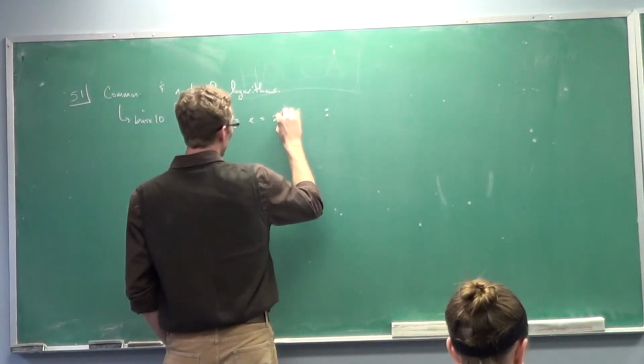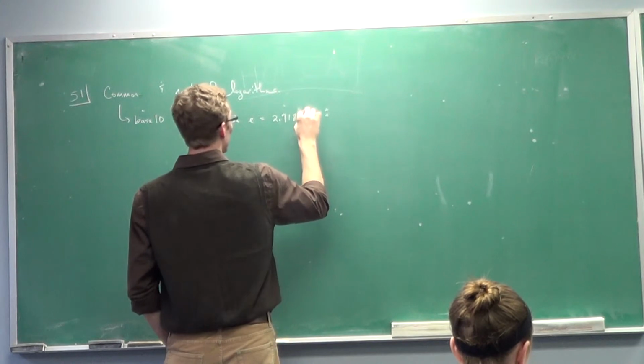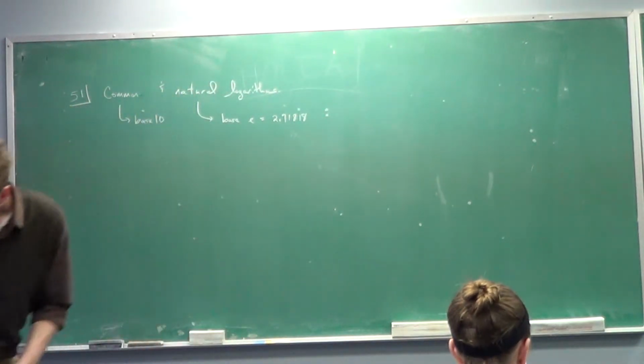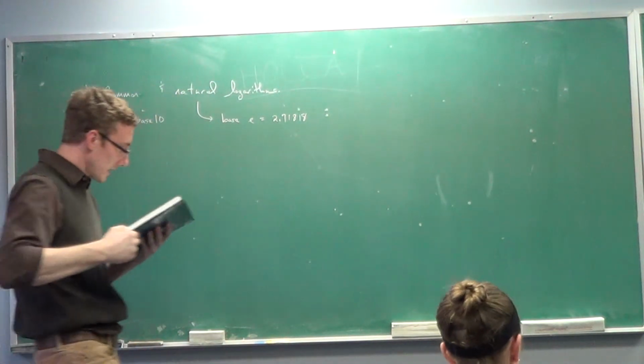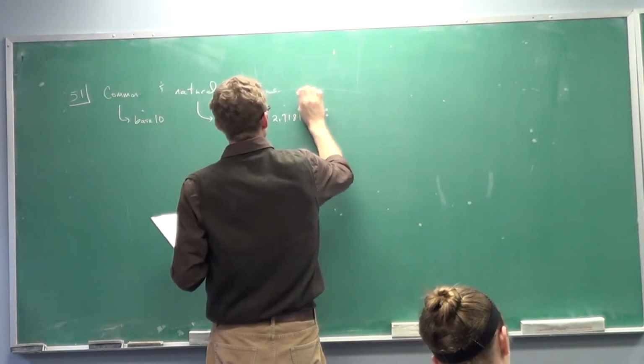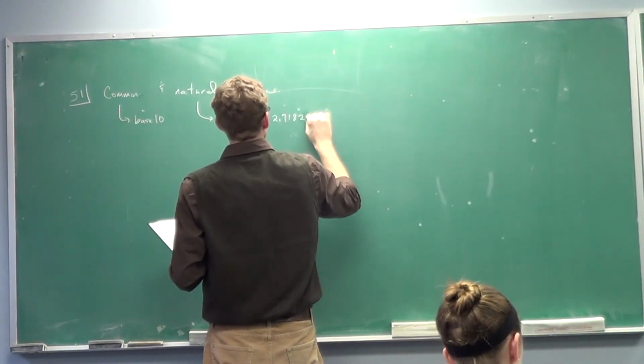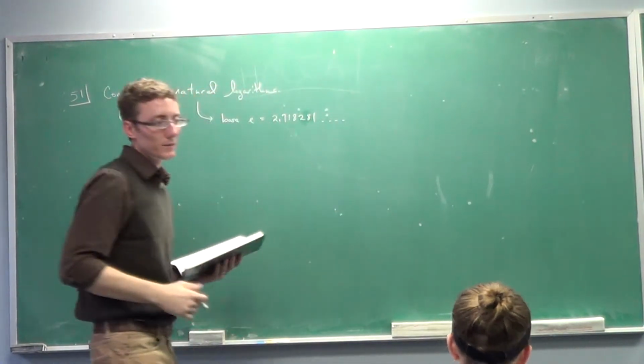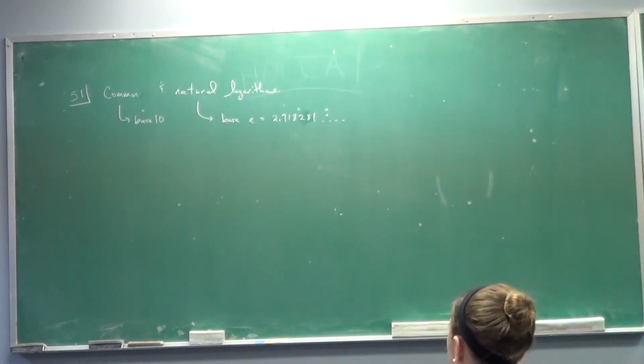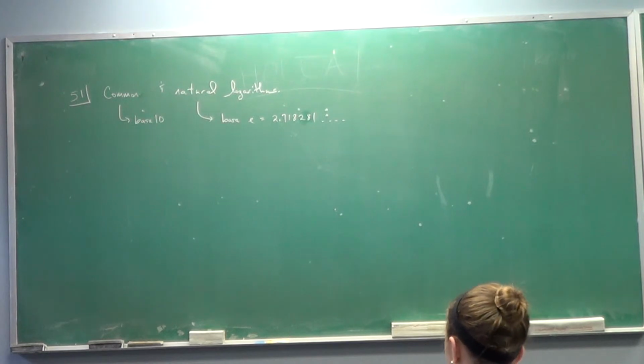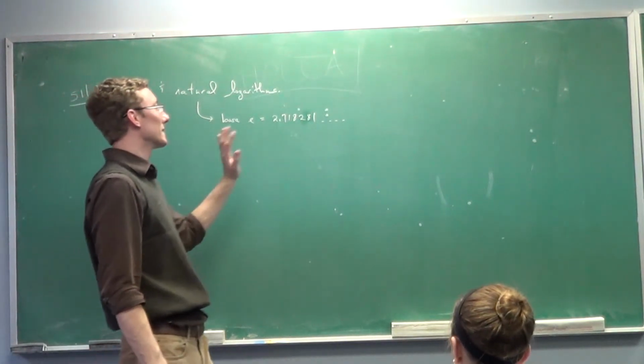E is an irrational number like pi, 2.718, 2.71828, it goes on forever. Why is E important? Calculus. You'll find out in a year. For now, just know that E is that number.